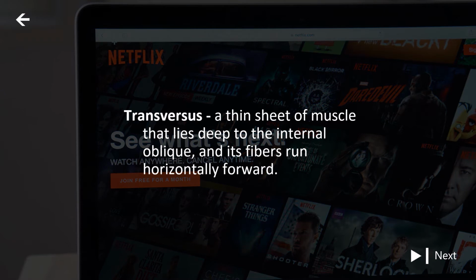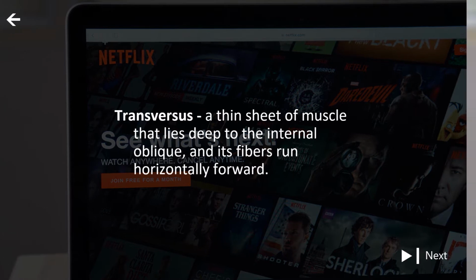The transversus muscle is a thin sheet of muscle that lies deep to the internal oblique, and its fibers run horizontally forward. It is inserted into the xiphoid process, the linea alba, and the symphysis pubis. The posterior border of the external oblique muscle is free, while the posterior borders of the internal oblique and the transversus muscles are attached to the lumbar vertebrae by the lumbar fascia.